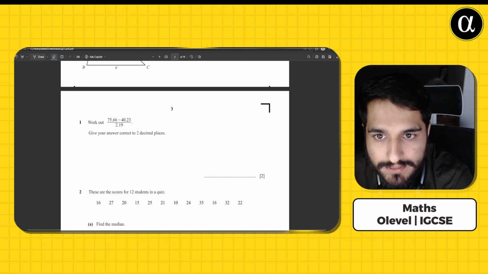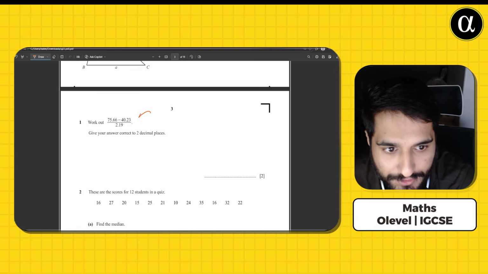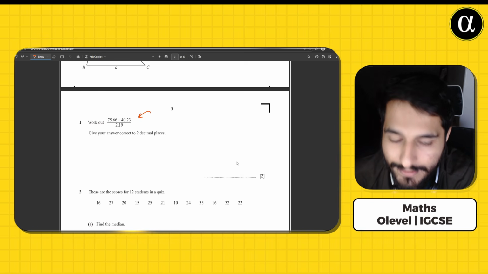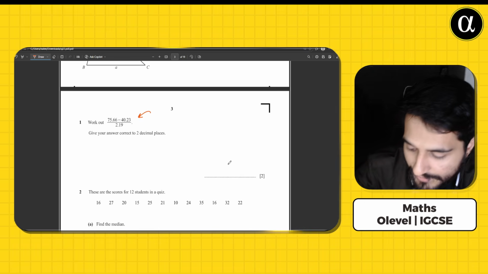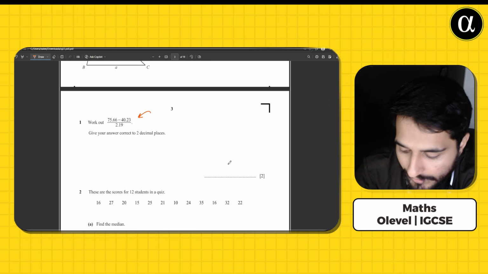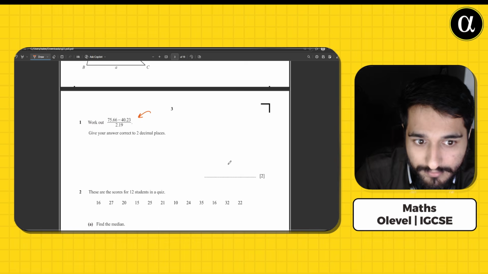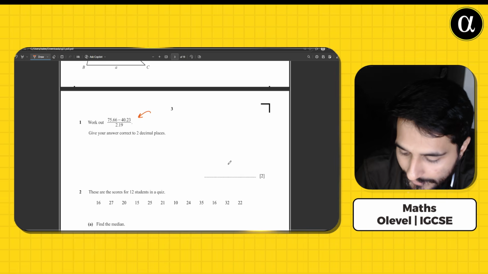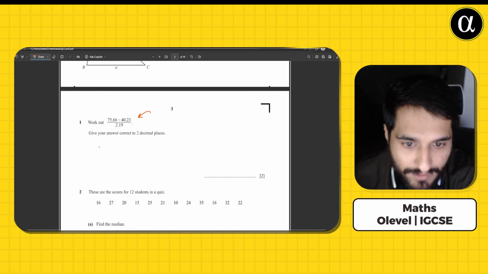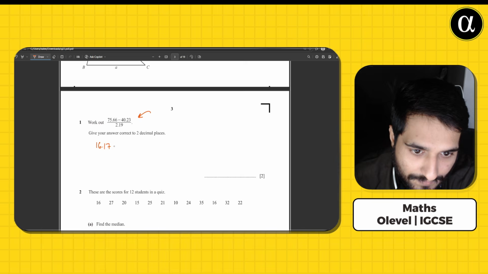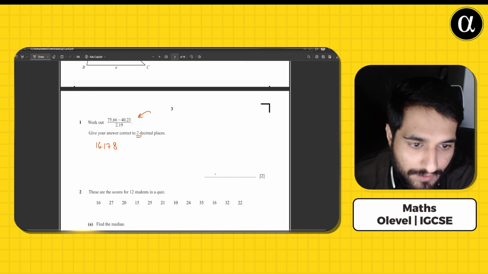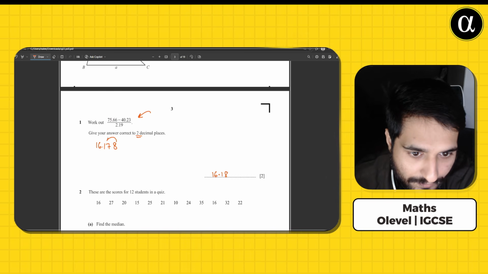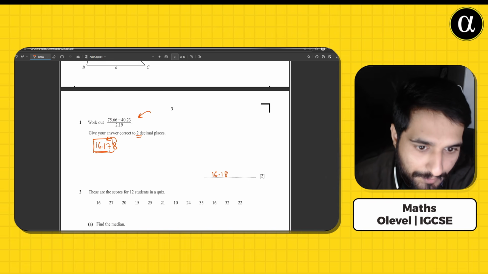Question number 1 states that we're supposed to work out this particular fraction. Keep in mind you were just supposed to plug in all of these values in the calculator as it is. Don't make any changes, just copy it literally. It's 75.66 minus 40.23 upon 2.19, and this should be 16.178. Since the examiner wanted the answer in two decimal places, we round this off to 16.18.